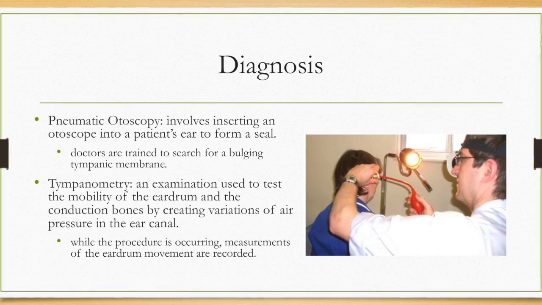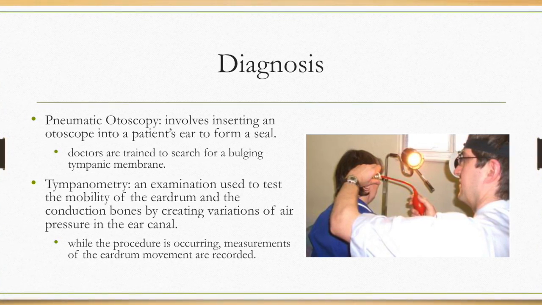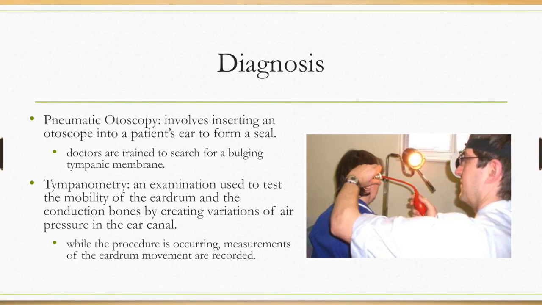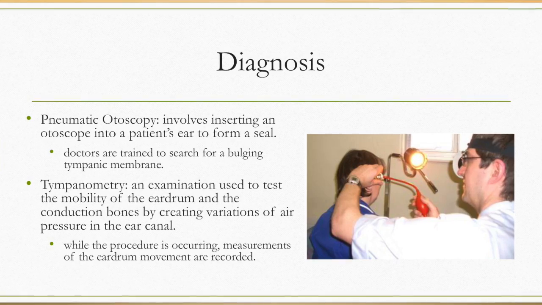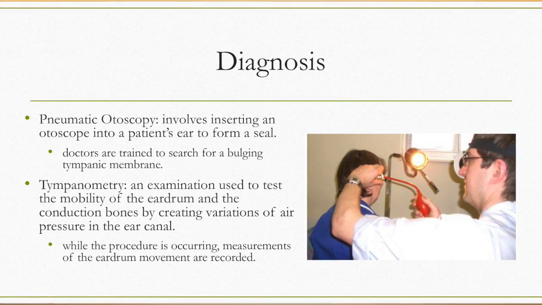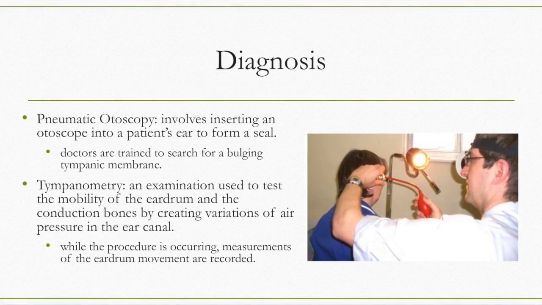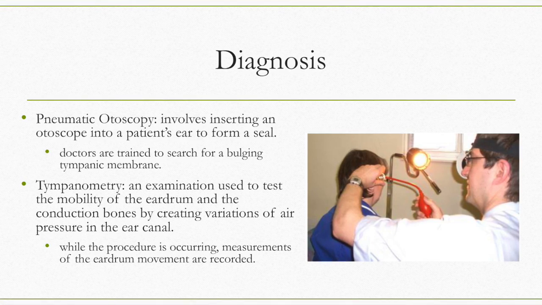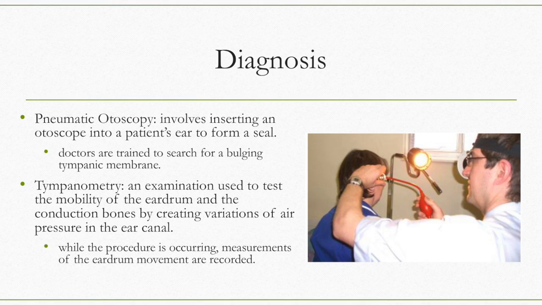Tympanometry is an examination to test the mobility of the eardrum and the conduction bones by creating variations of air pressure in the ear canal. To complete this procedure, doctors will first do a visual assessment with an otoscope of the ear canal and eardrum. Then a probe with a flexible rubber tip is put into the ear. This probe causes the air pressure in the ear canal to change as low-pitched tones are played. Lastly, while the procedure is occurring, measurements of the eardrum movement are recorded.